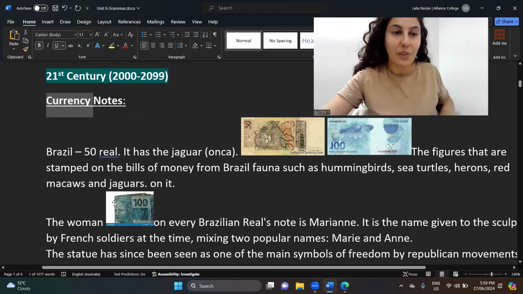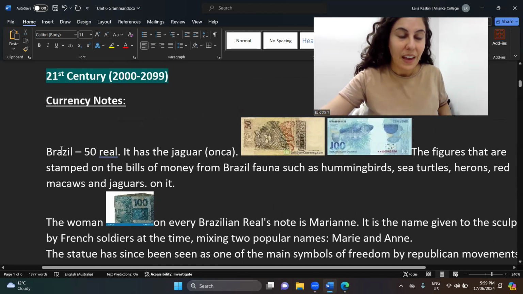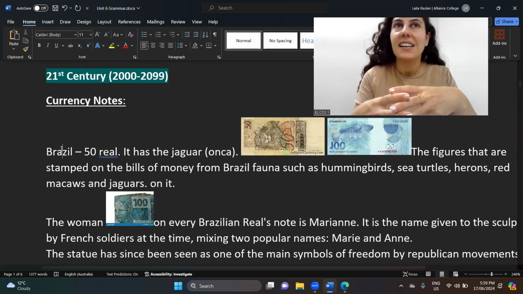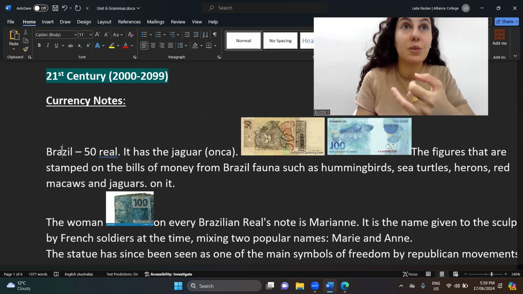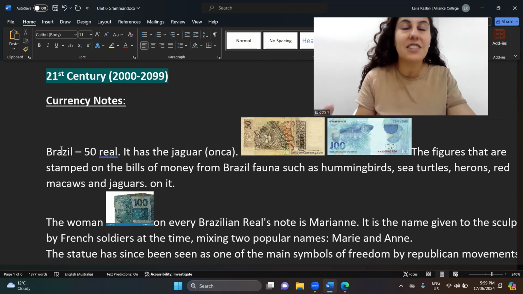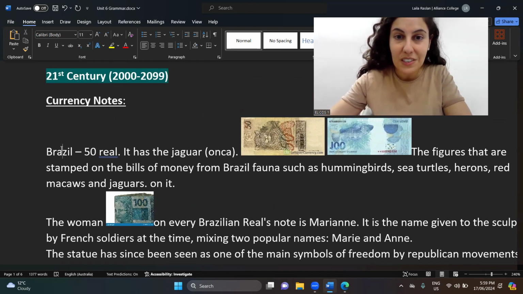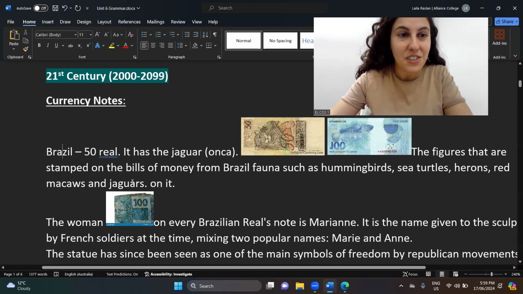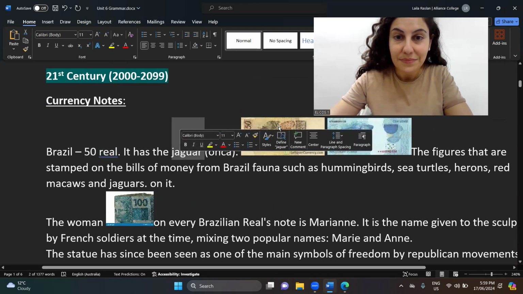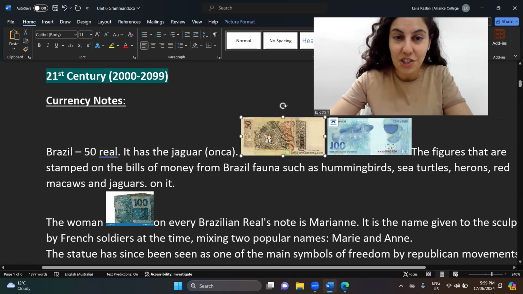So before we read, it's interesting when you look at the money of other countries, they have something on it. Maybe they have buildings or animals or people. It's always interesting to look at the notes, the money of another country. So in Brazil, their currency is the real. Their 50 real has the jaguar. We can see here the animal, jaguar.